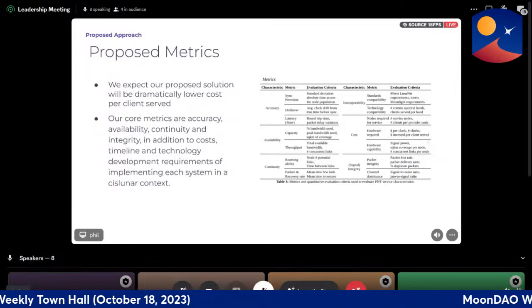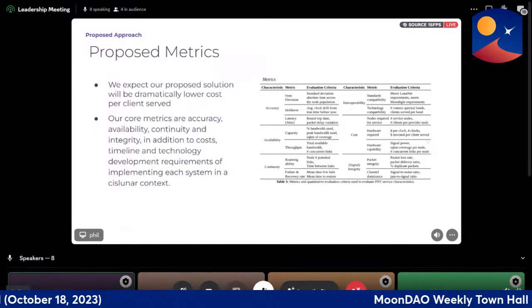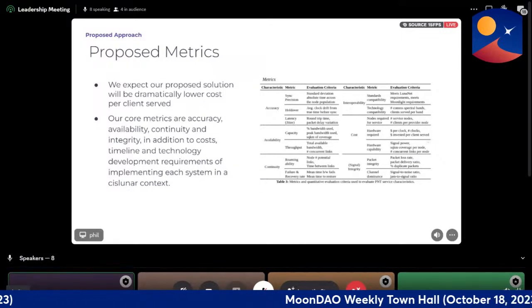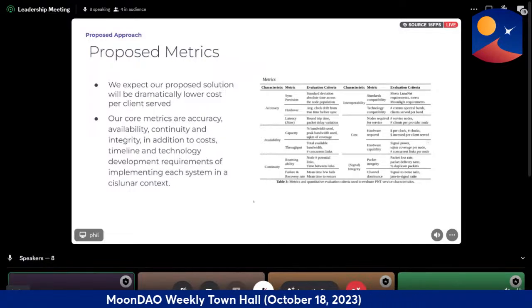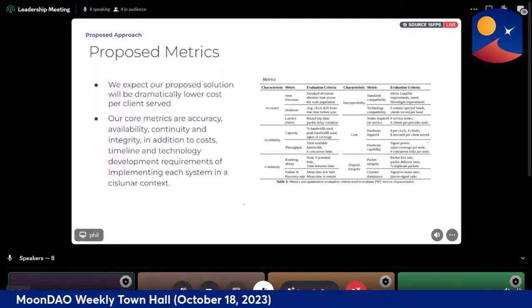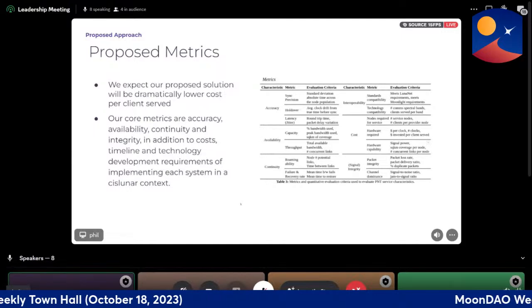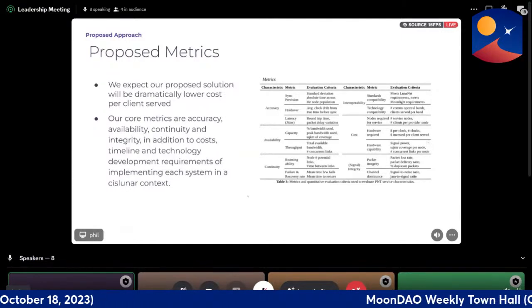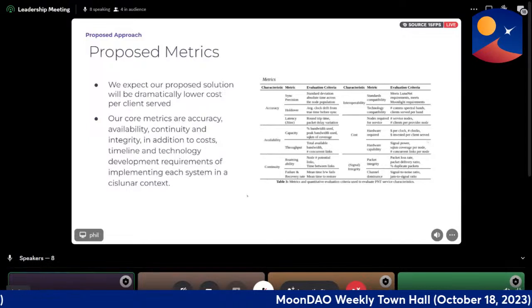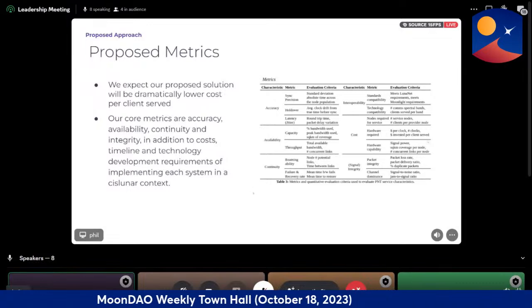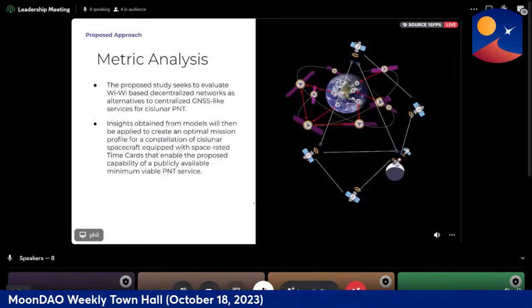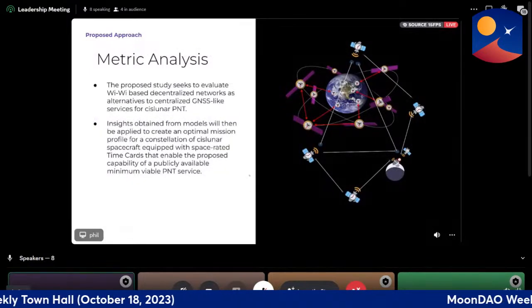So we put together some quantitative metrics that we would actually use to assess the performance of lunar GNSS versus decentralized versus a mix of both happening at once. And we could see how that would scale with the number of users. And this is what I just said.